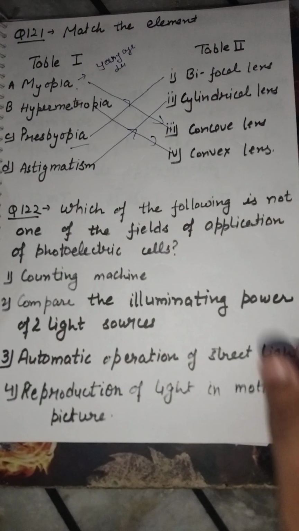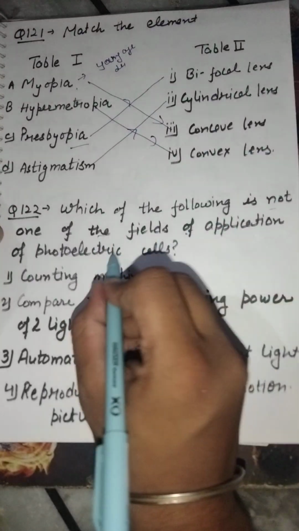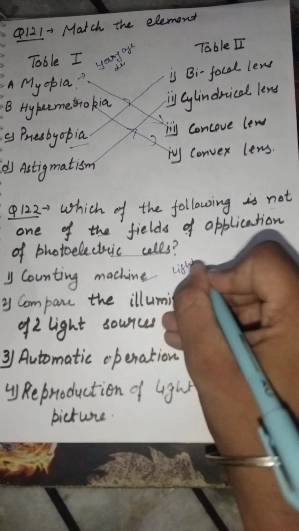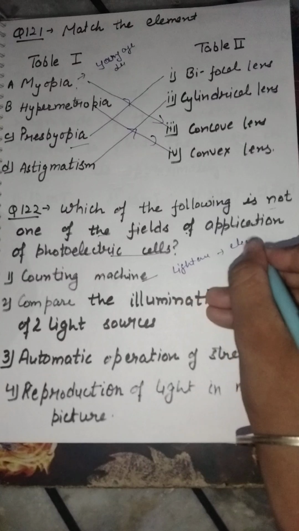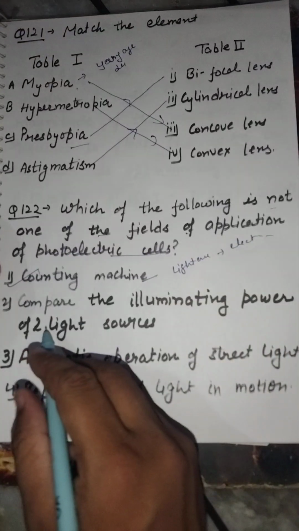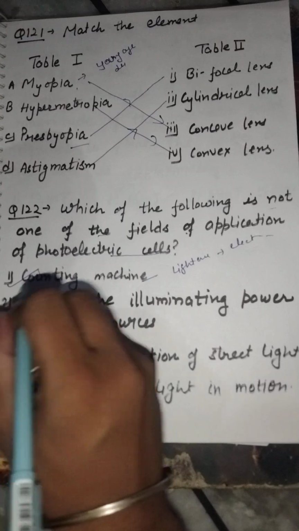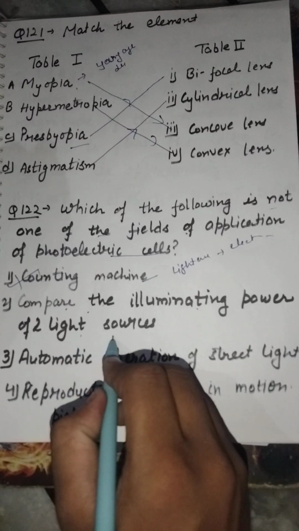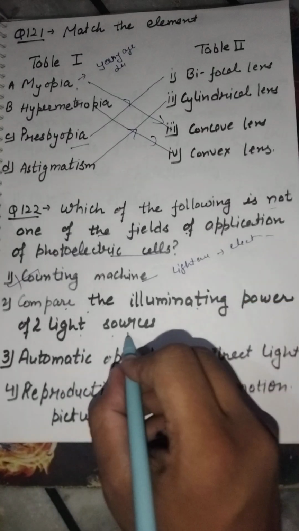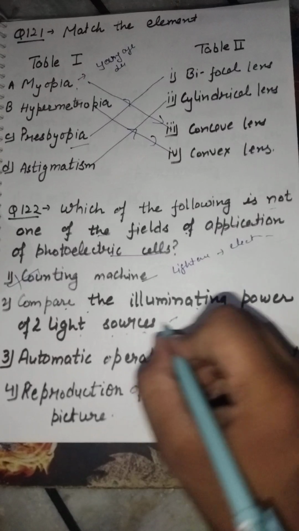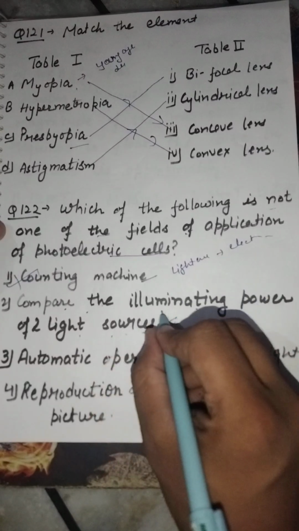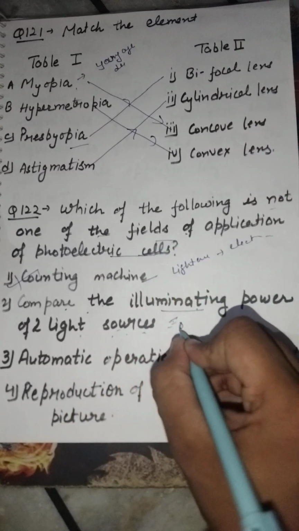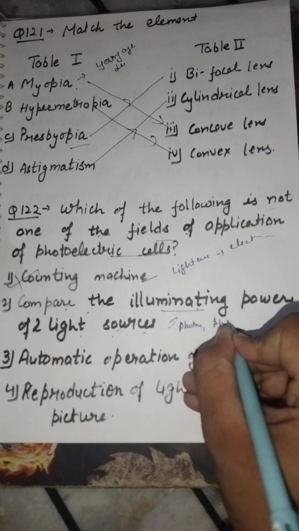Our next question: which of the following is not a field of application of the photoelectric cell? First is the counting machine. In a counting machine, light energy is converted into electric current. So this option is correct. Which of these options is not valid? Compare the illuminating power of two light sources. When we have two light sources, we can compare the light intensity by using the photoelectric effect, by using the number of photons or photoelectric current.